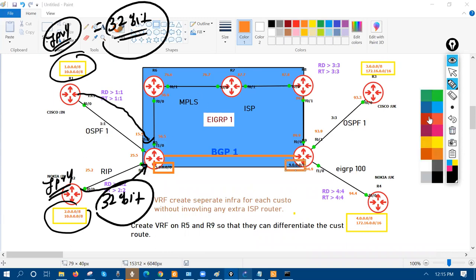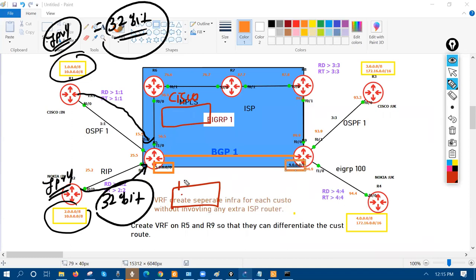Right now, what happened on R5? We have two routing tables: one for Cisco, one for Nokia, and one global routing table as well. Now, in the Cisco routing table, what happened? We have information about what?